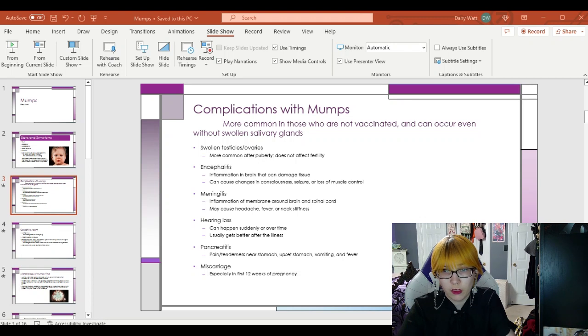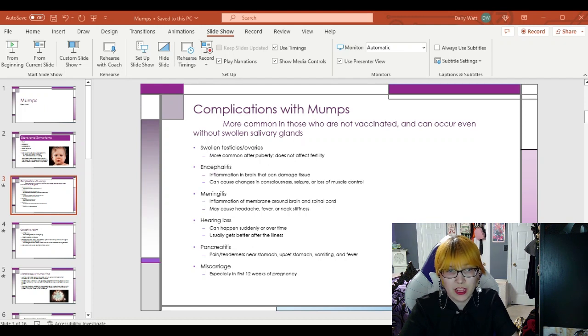Encephalitis is also one of the complications, which is swelling or inflammation in the brain that can cause tissue damage. It can cause changes in your levels of consciousness, seizure, or loss of muscle control, and spasms and stuff like that. Meningitis is inflammation of the membrane around the brain or of the spinal cord, and that can cause additional headache and fever or stiffness in your neck. Sometimes mumps can cause hearing loss, which can happen very quickly or over time, but that usually gets better after the disease is gone.